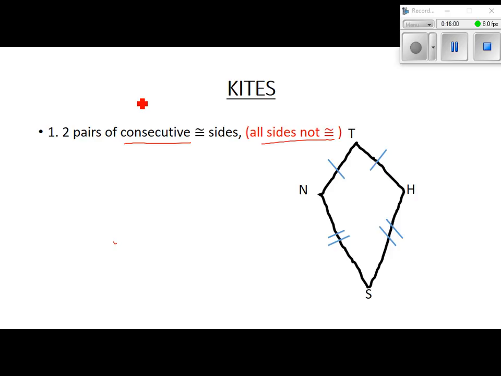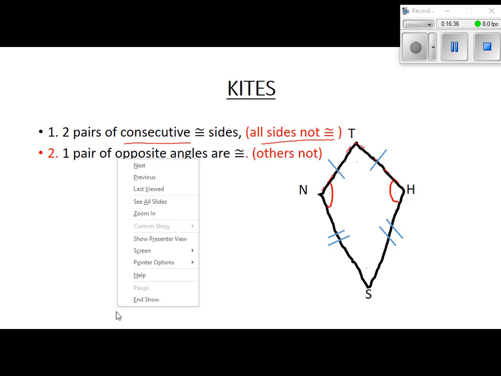Notice when you have a kite, these top 2, you can separate them off from the bottom 2 congruent sides. Another property of a kite, one pair of opposite angles are congruent. So in this kite, these 2 angles don't look like they're congruent. It's the 2 angles where you would separate them if you were pulling the kite apart and have 2 congruent sides on one side and 2 congruent sides on the other side. So that angle has to be congruent to that angle.